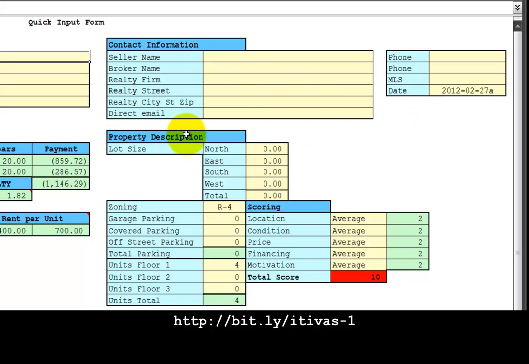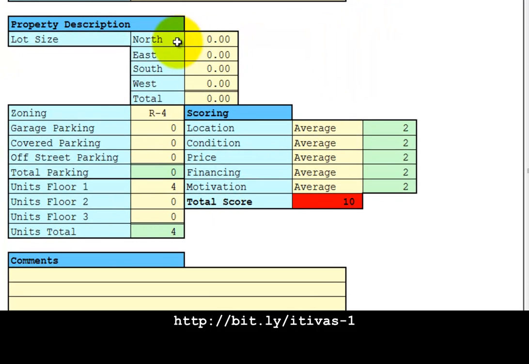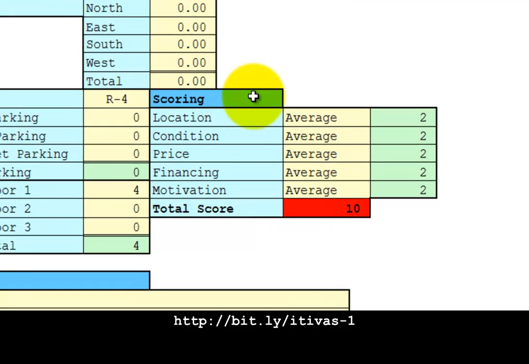On the right side we have a description of the property, north, east, southwest dimensions, total dimensions, the zoning of the property, and an enumeration of the parking spaces: garage parking, covered parking, off-street parking, total parking, enumeration of the number of units on each floor, and then a property scoring.